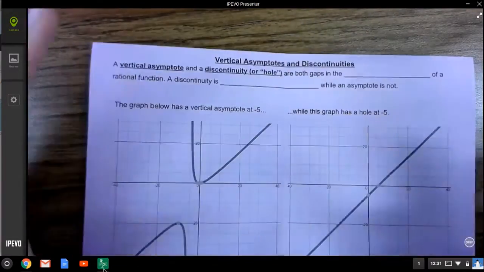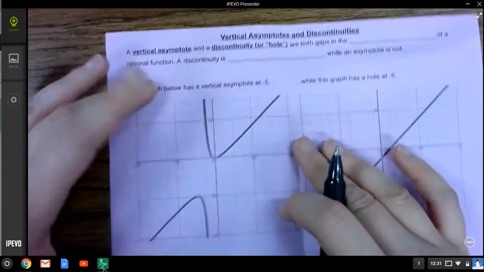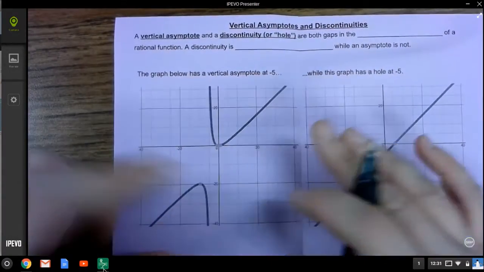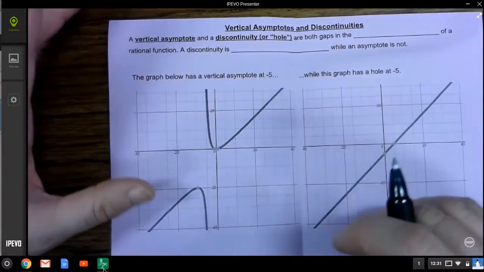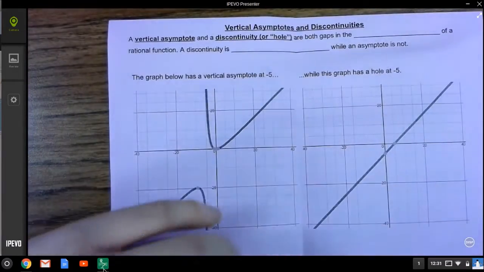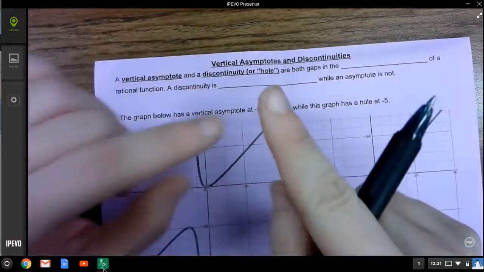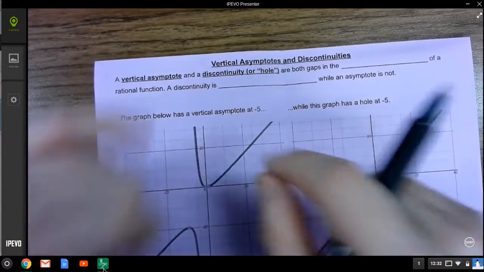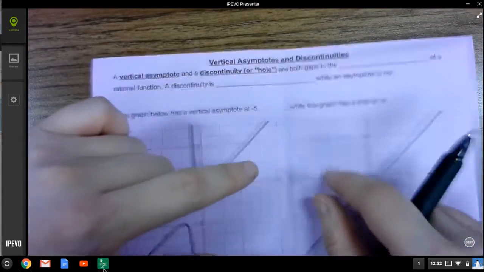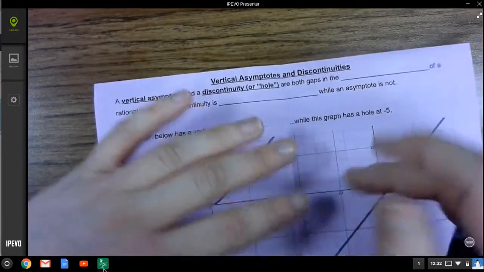So you've talked about asymptotes before. You have an idea of what they are. We've looked at horizontal asymptotes. But holes and discontinuities may be new for you. So we're going to spend some time looking between the two. What's the difference between them?